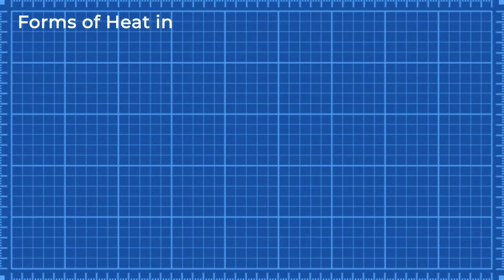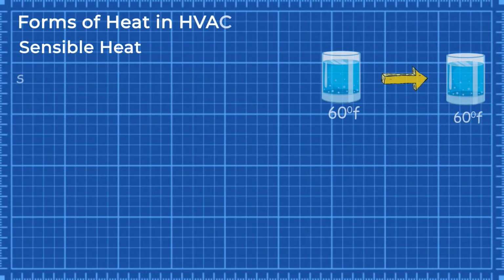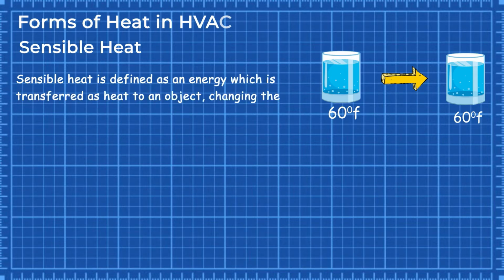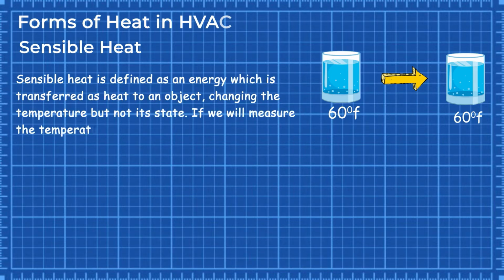Forms of heat in HVAC. Sensible heat. Sensible heat is defined as an energy that is transferred as heat to an object, changing the temperature but not its state. If we measure the temperature of the warmth, then it is sensible.